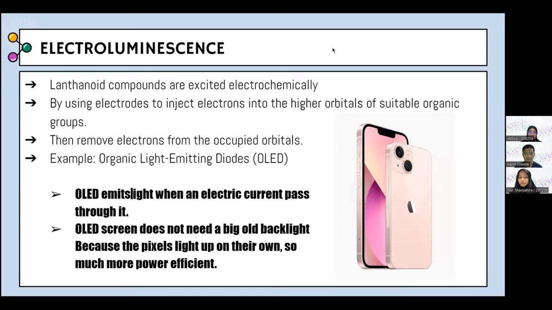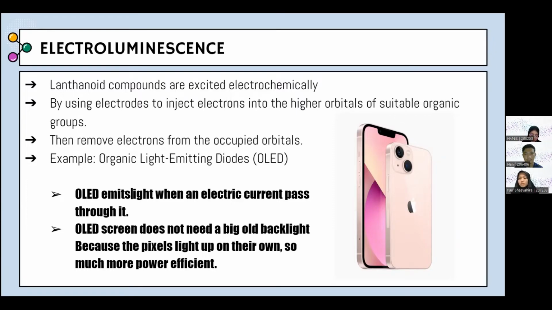Next is electroluminescence. Lanthanoid compounds are excited electrochemically by using electrodes to inject electrons into the higher orbitals of suitable organic groups, then remove the electrons from the occupied orbitals.